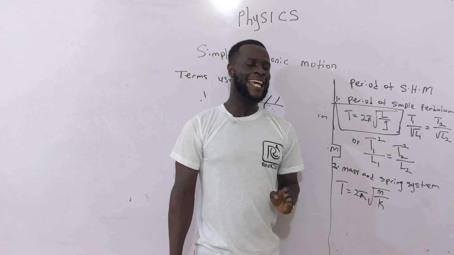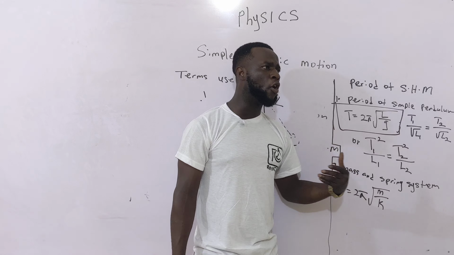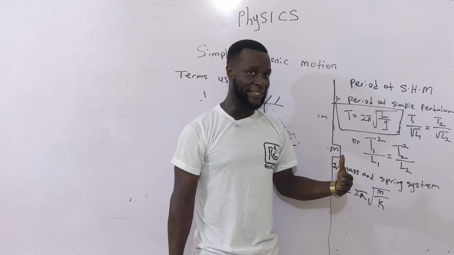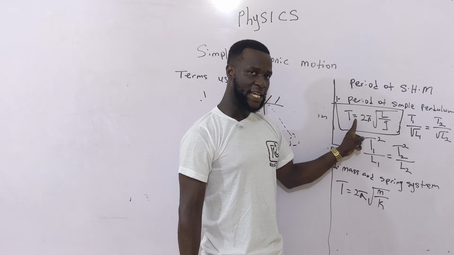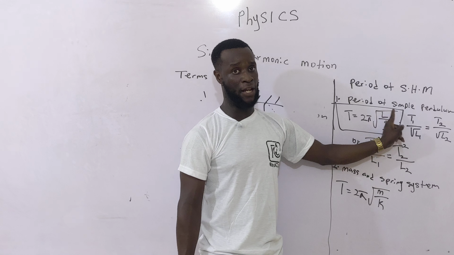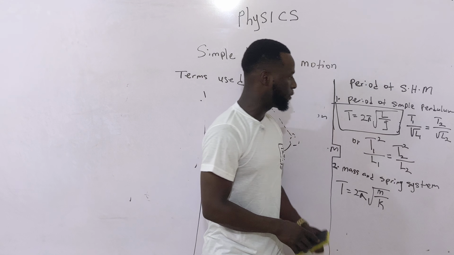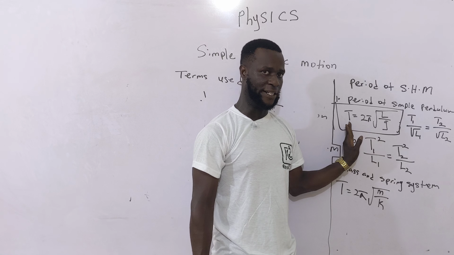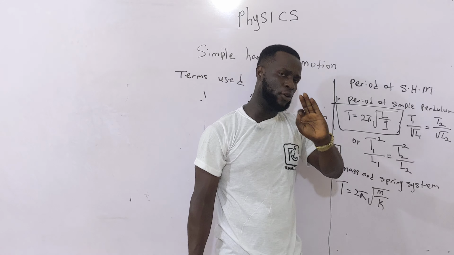So interestingly, if they ask you which of the following factors will affect the period of a simple pendulum, from what you can see, period T is equal to 2 pi square root of L over g. So you obviously know that length is going to affect the period, as well as acceleration due to gravity. So length affects period and acceleration due to gravity affects period.